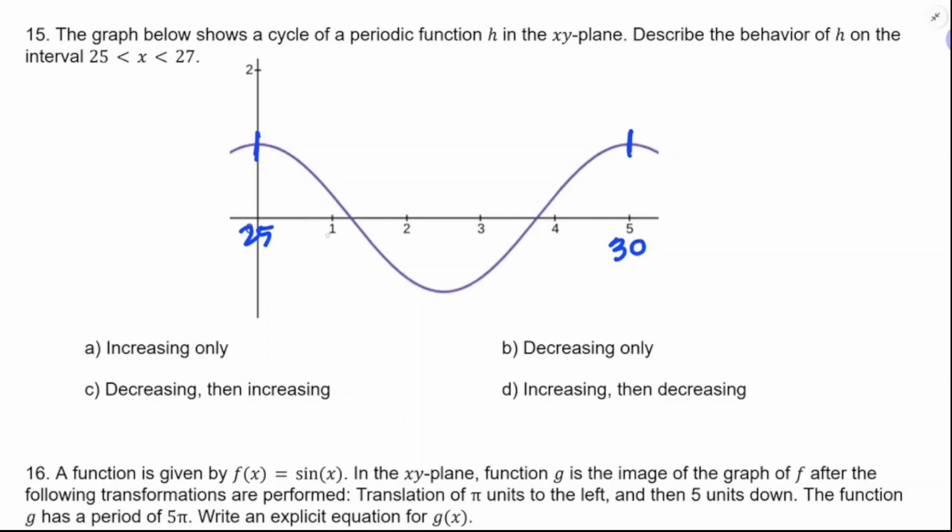So 26 and 27 there. Okay, so on the interval 25 to 27, this thing is only decreasing because, best I can tell, that's a maximum at x equals 0. I've got to think it is. Maximum at 0 and 5. So from 25 to 27, be here to there, the thing is only decreasing.